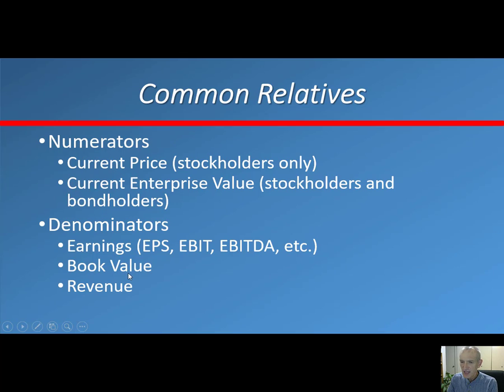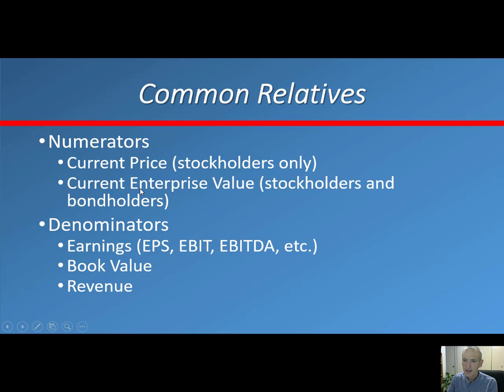Book value is assets minus liabilities, so you're subtracting all the debt out. So book value belongs to the stockholders, so it's price to book value. You don't do enterprise value to book value, you do price to book value. And then revenue, if you think about revenue on the income statement, it's before interest expense. And so we don't do price to revenue, we do enterprise value to revenue. And so that gives you the combination.